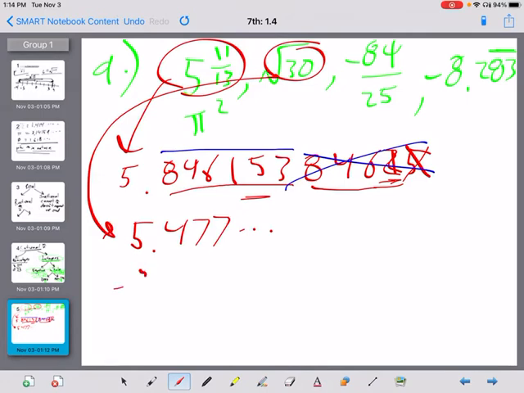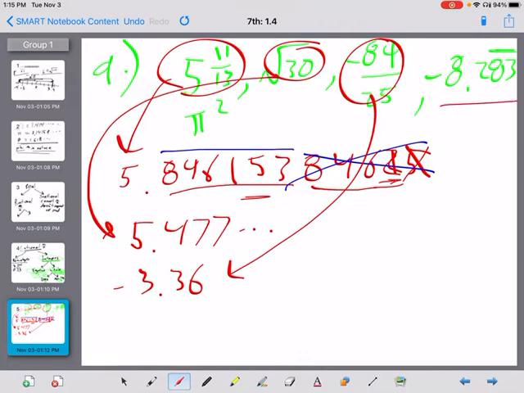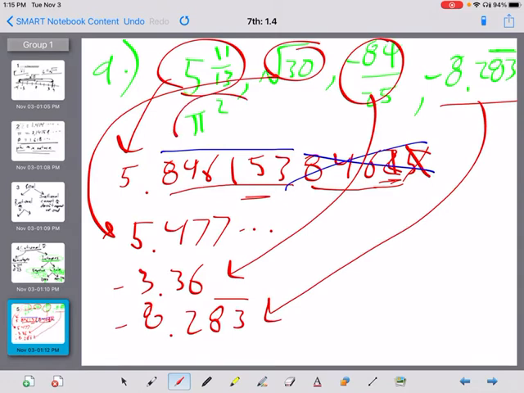Next number is negative 84 over 25. It's going to be negative 3.36. Next is negative 8.23. That's already the decimal. Negative 8.283. And this is repeating. And last number, pi squared.